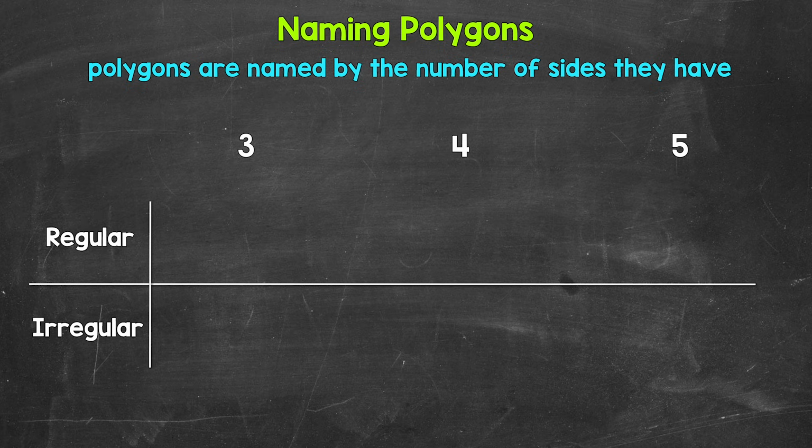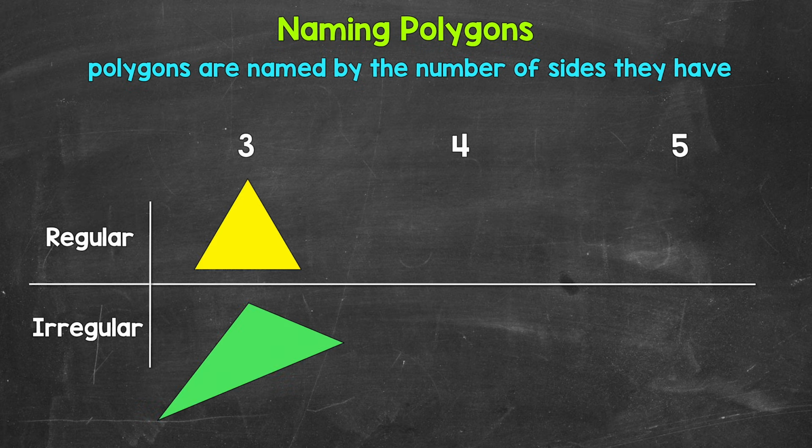And I think you'll be familiar with some of these names already, especially the first one here, which we will jump into right now. So let's start with what we call a polygon that has 3 sides. And here are 2 examples. A polygon with 3 sides is called a triangle. Now, there are 2 triangles here. The top triangle, that's yellow, is a regular polygon, a regular triangle. The green triangle below is an irregular polygon, an irregular triangle.